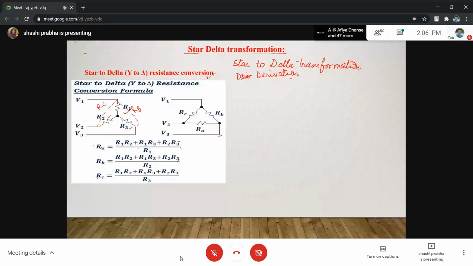See these dotted lines, RA. This is RA. This is RC, and this is RB. Now we want to convert star to delta. I name this point as A, this is B, and this is C. What is the resistance between A and B? If I take a star, this is a star, no? This point is A, this point is B, and this point is C. This is R1, this is R2, and this is R3.